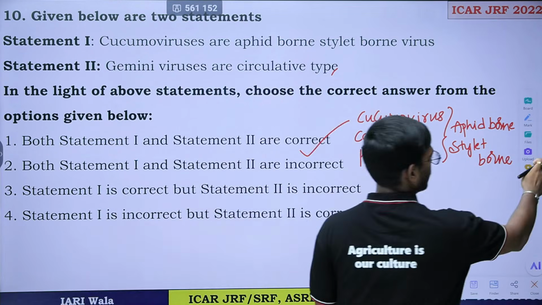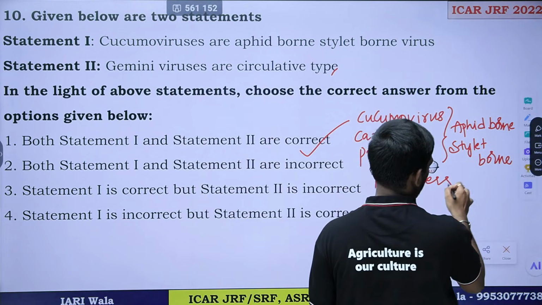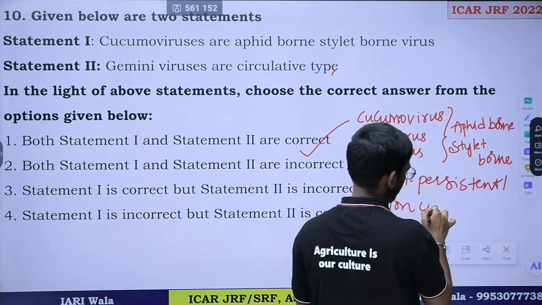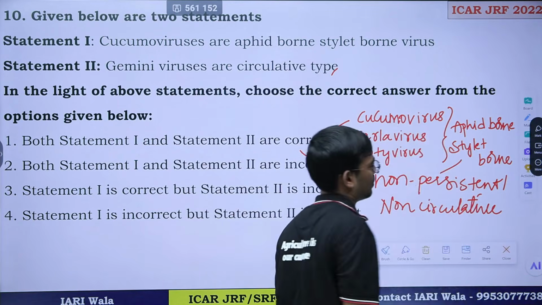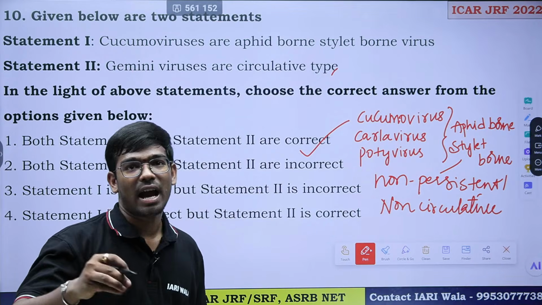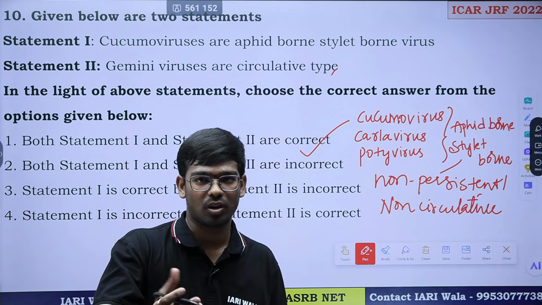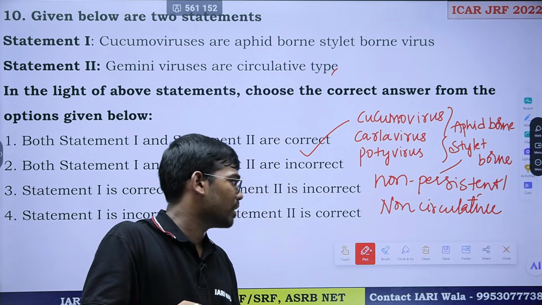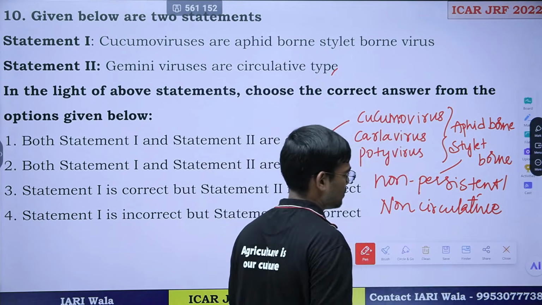And these also are non-persistent or non-circulative. These are the other names. What it means is that these viruses, Carla virus and the others, are aphid-borne, stylet-borne viruses. For this stylet-borne virus, by understanding the mechanism, we can know that they are non-persistent and non-circulative. Okay, this one is circulative.